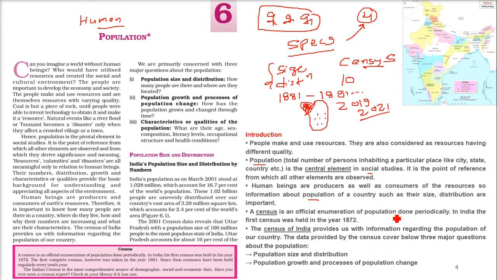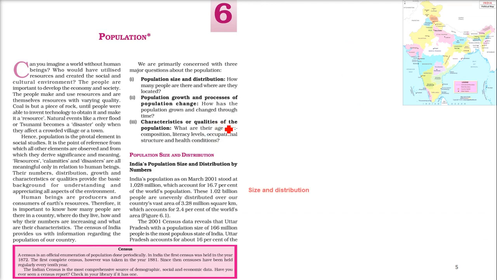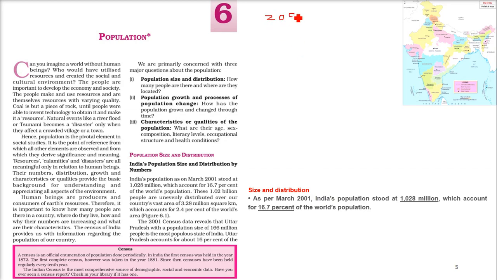How does this population change? And the characteristics or the qualities of the population, we will talk about this. I'm just taking it right now. So first is size and distribution. So what do we mean when we say size and distribution? As of March 2001, Indian population was 1028 million.